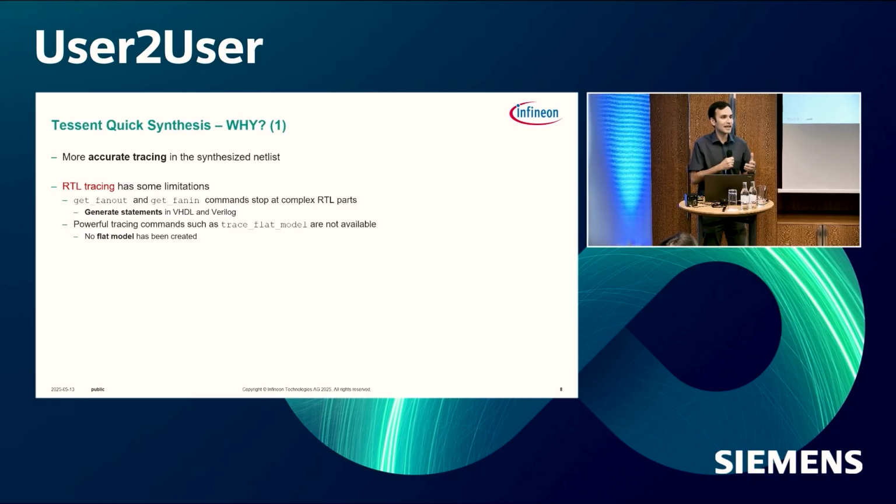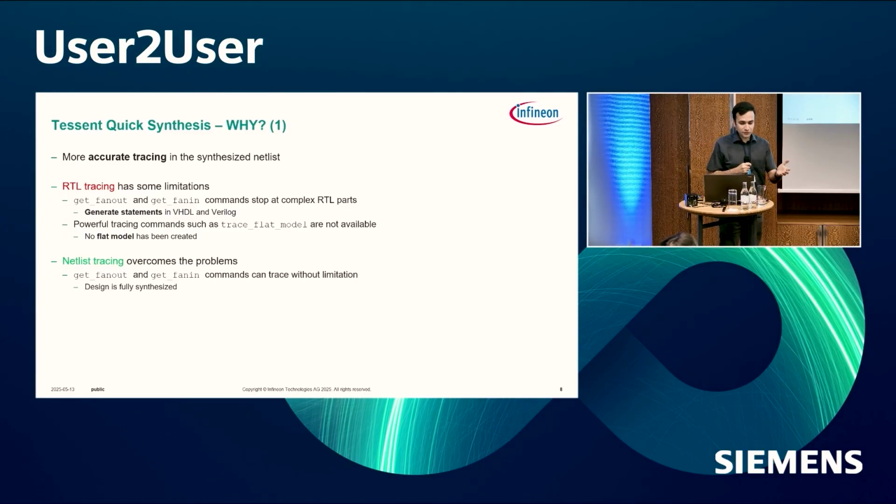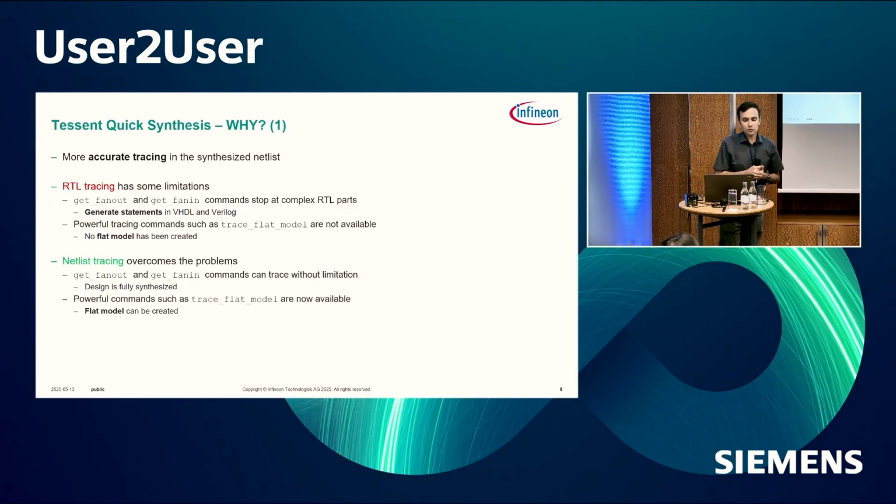In addition, some of these advanced tracing commands like trace flat model are, of course, not available on RTL. However, if you synthesize the RTL and get a netlist, then all these generate statements will be accessible, because everything gets synthesized to some logic. So you can use, for example, get fanin, get fanout. You're sure it does not stop in some blocks because everything got synthesized. And also more powerful commands like trace flat model can be used in this case.